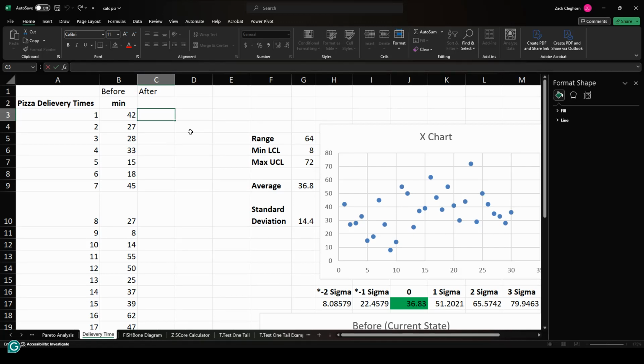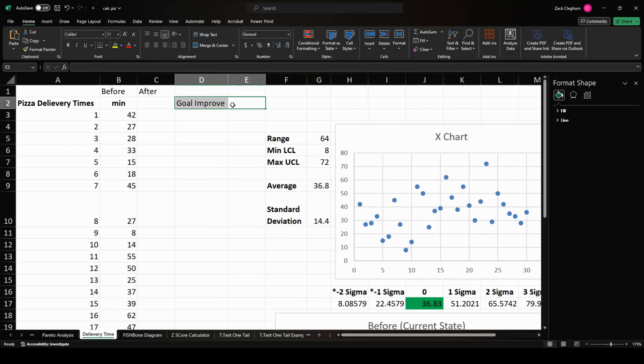Well, we can look at it and just say, okay, let's take our selected value. So say equals, put a parentheses, say 42 times 0.10. Or actually, I want to do you one better. I want to show you, so if you guys will just come over here to D2 and put goal improvement and then highlight E.